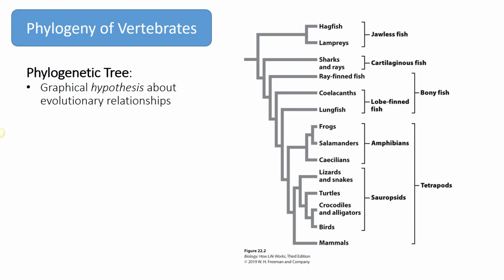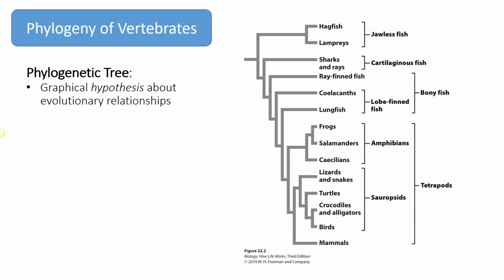A phylogenetic tree can be oriented vertically or horizontally. On the previous slide, the orientation was vertical. In this case, the orientation is horizontal. The tips of the branches on the right represent the most recent time in the tree, and when you walk back from the tips, you're moving back in time.